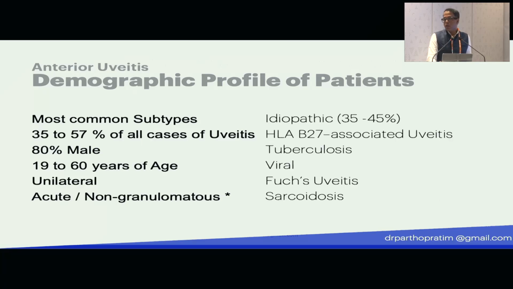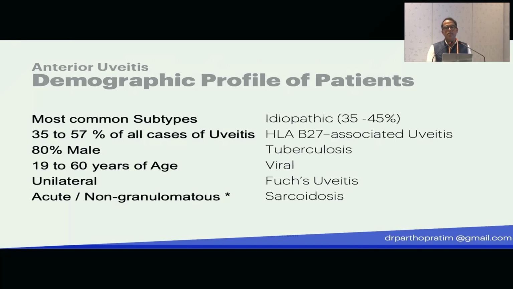Now, if you go to the idiopathic causes of anterior uveitis, most of them remain idiopathic, though this number has come down with recent studies. And HLA-B27 remains the most common cause of identifiable anterior uveitis, followed by tuberculosis, viral, Fuchs uveitis, and sarcoidosis.